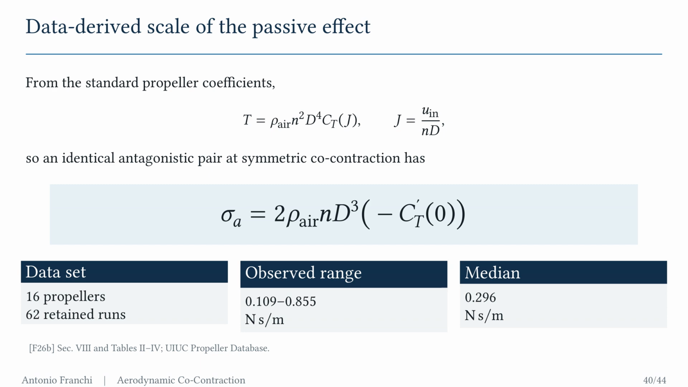Differentiating with respect to inflow gives the pair damping shown here. It scales linearly with rotational frequency, cubically with diameter, and with minus the low j slope of Ct. Across 62 retained strands for 16 propellers, the estimated damping ranges from 0.109 to 0.855 newton-seconds per meter, with a median of 0.296. This places the effect in a practically relevant range.